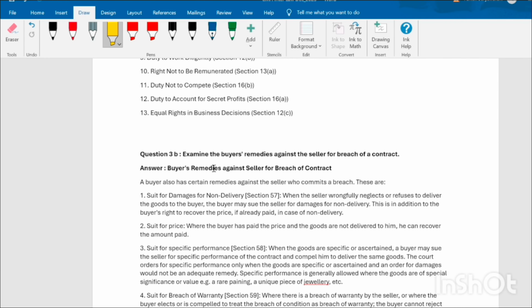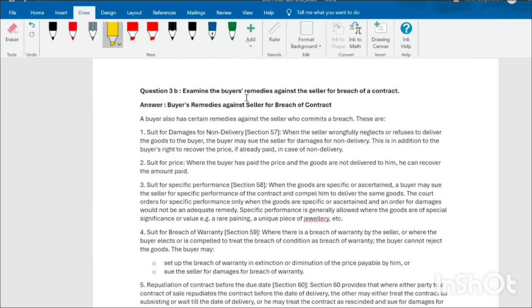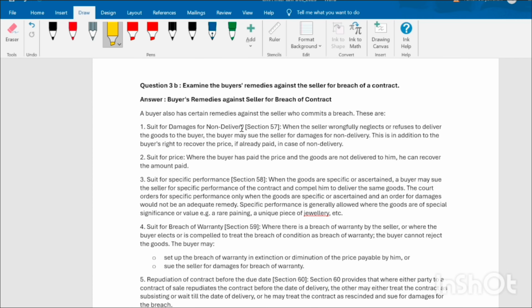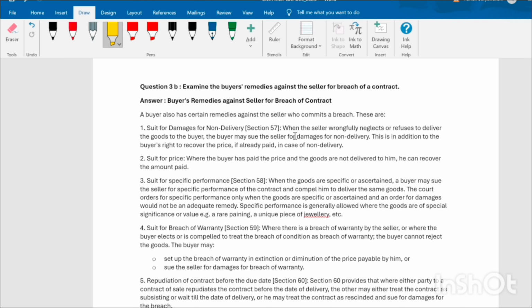So next we come to question number 3B. Examine the buyer's remedies against the seller for breach of a contract. Buyer also has certain remedies against the seller who commits a breach. Basically you have to write the provisions from the Contract Act, section 57, 58. Yeah, breach of contract. There is a topic, breach of contract, in our Contract Act.